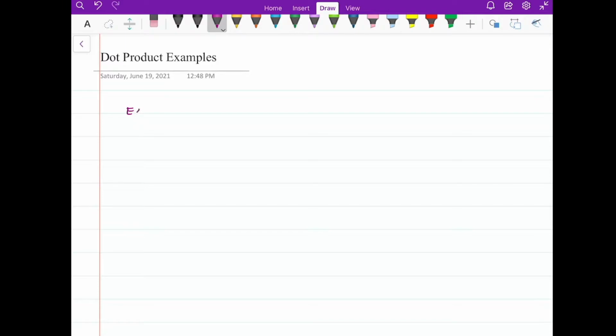The first example is to find the dot product between these two vectors: 4, 0, 5, dot product with the vector -1, 0, 0. We know that for the dot product, I need to multiply each of the components by the corresponding component. So it would be 4 times -1 plus 0 times 0 plus 5 times 0. So it would be -4. Example 2.